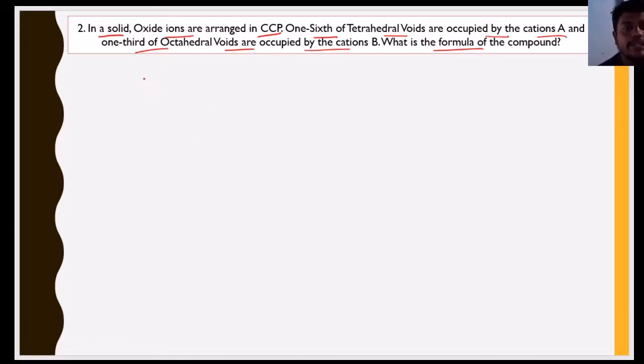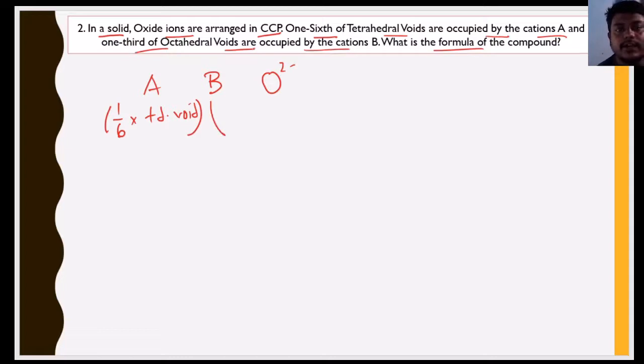So here there are three constituents. The number 1 constituent is A, the number 2 constituent is B, and the number 3 constituent is O. What is the information given for A? The information given is that 1/6 of tetrahedral voids are occupied by cations A. That means 1/6 into TD voids. Correct? For B, the information is that 1/3 of octahedral voids are occupied by cation B. That means 1/3 of octahedral voids.